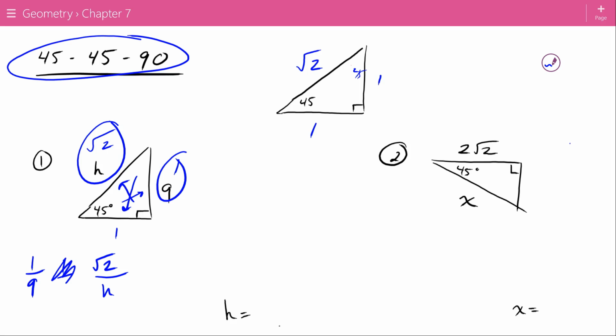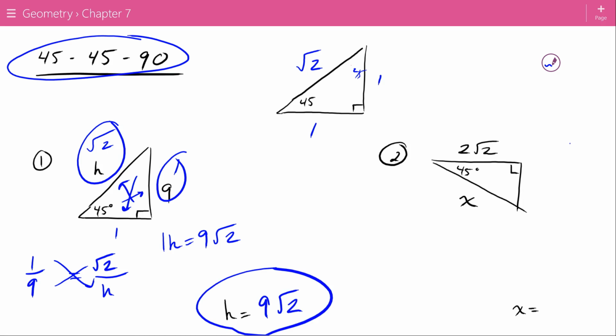Now, that middle one I don't really need, so we'll get rid of it. And we'll throw an equal sign because those corresponding sides are all equal to each other. And we've got a problem that now we can solve for h. We're going to cross multiply. We've got 1 times h equals 1h, and 9 times square root of 2 is just 9 root 2, which means h equals 9 root 2.